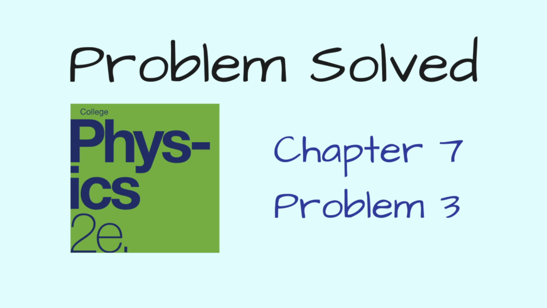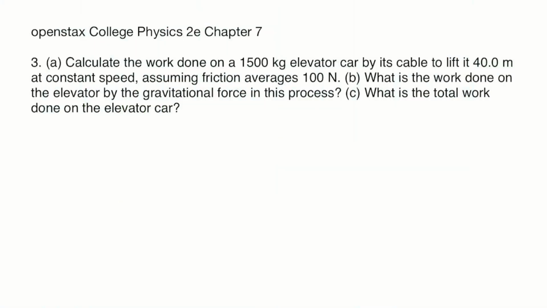In this problem, we've got 3 parts. We need to calculate the work done on an elevator car by its cable when the cable lifts it 40 meters at constant speed, and there is friction present that averages about 100 newtons. Then we need to find the work done on the elevator by the gravitational force, and then we need to find the total work. All right, let's start with what we know.